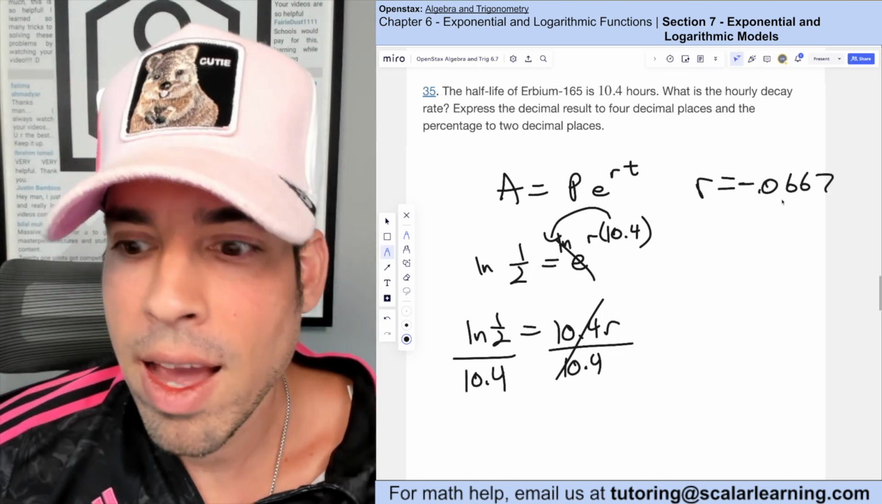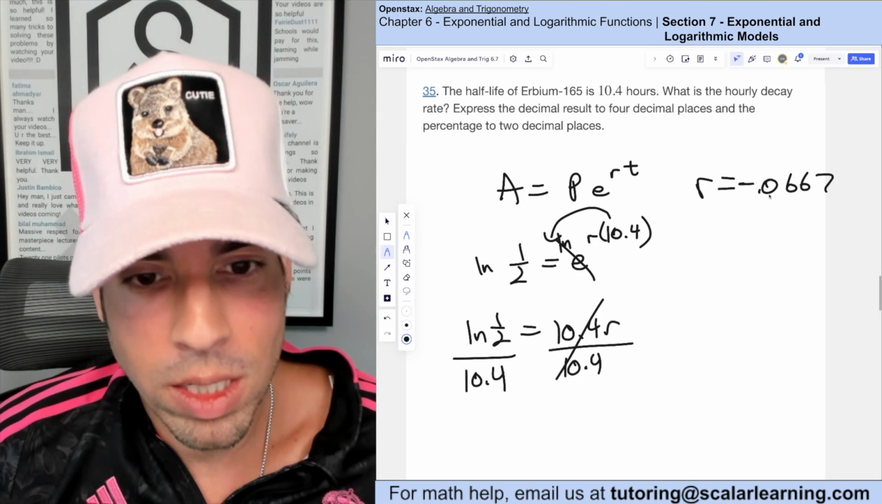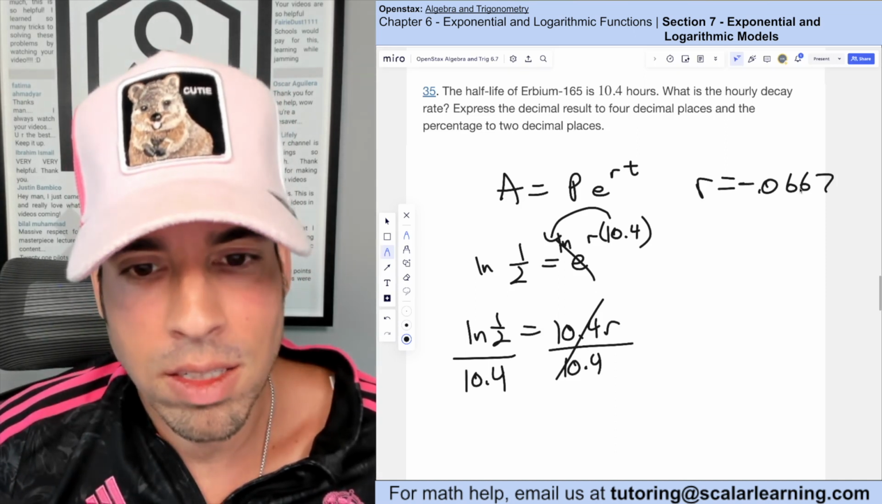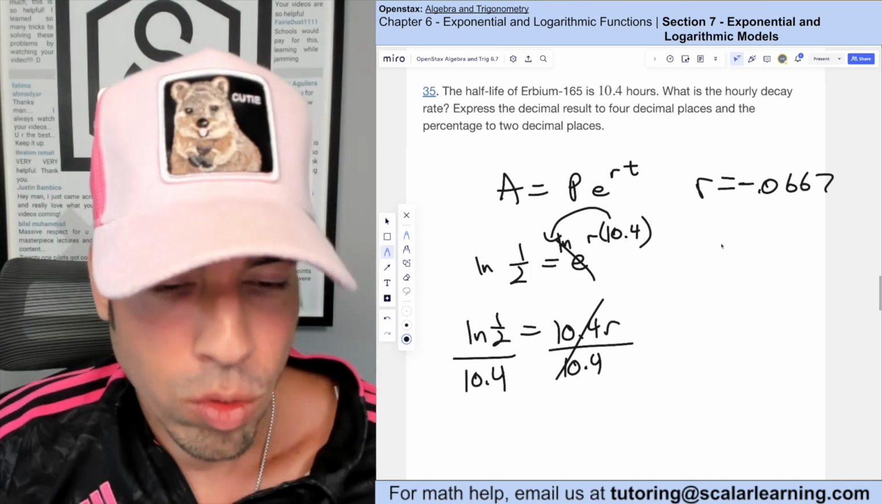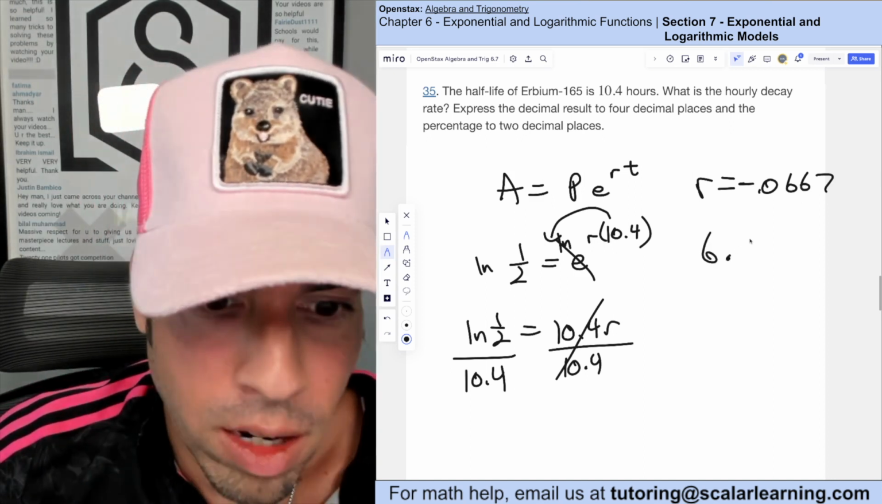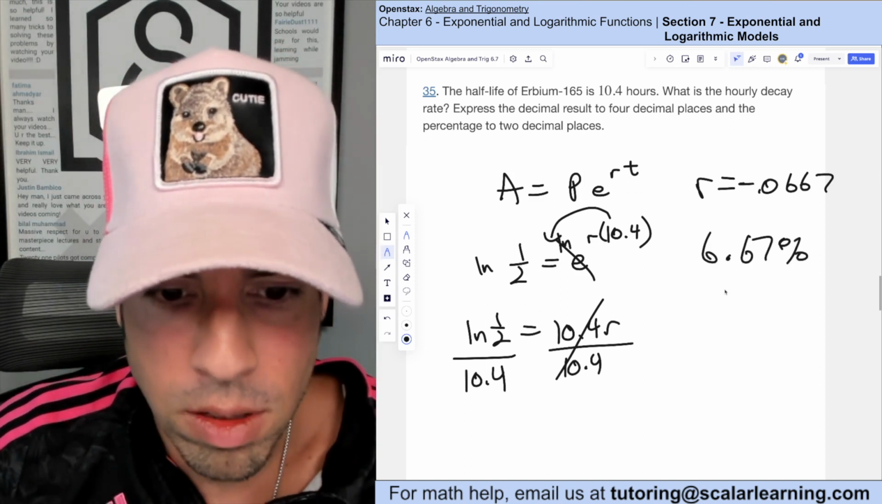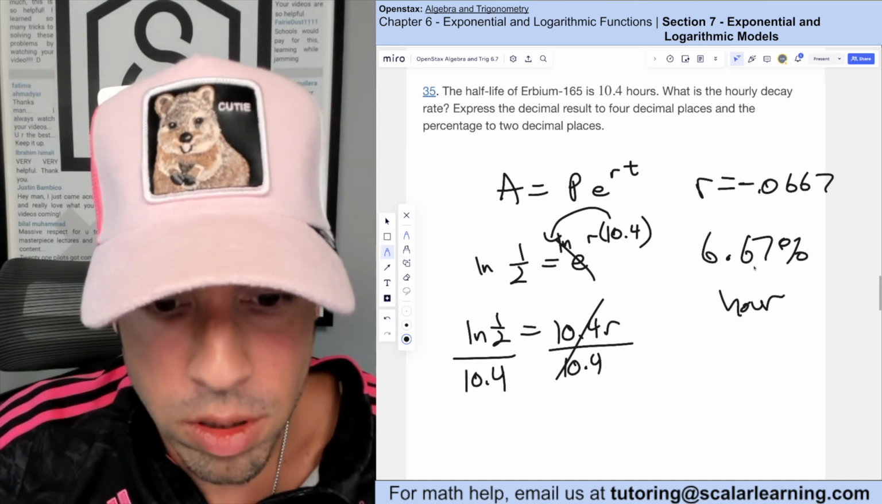0.0667. So as an hourly decay rate, we can say it's decaying at 6.67%, if we move the decimal over twice. So down to an hour, it's a decay rate of 6.7% per hour. There it is.